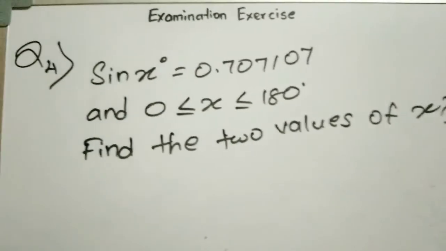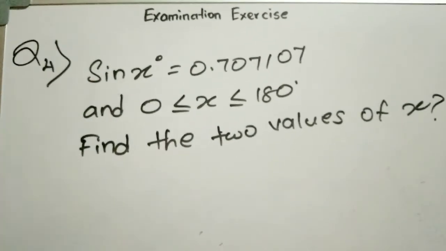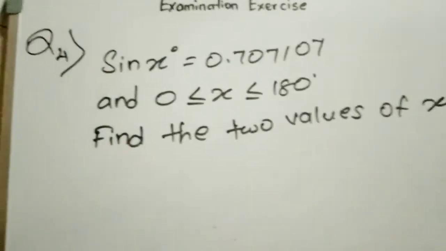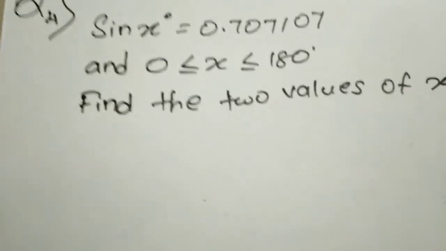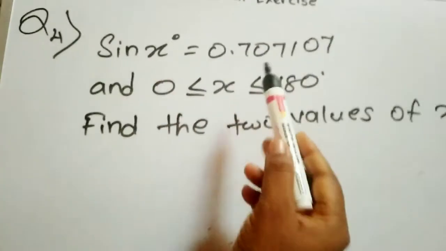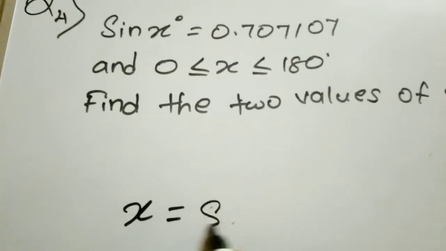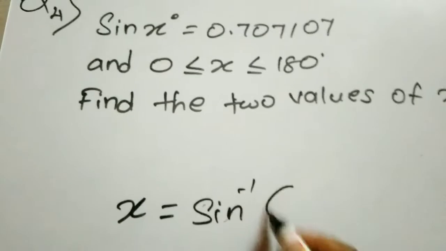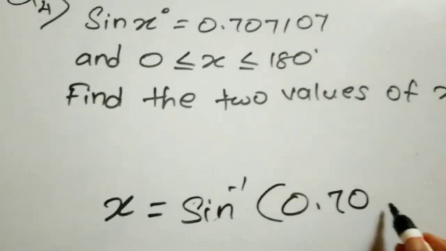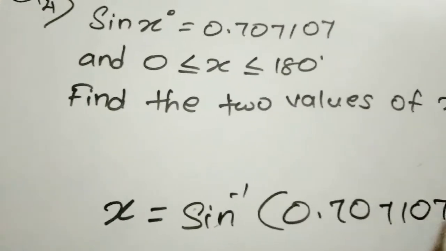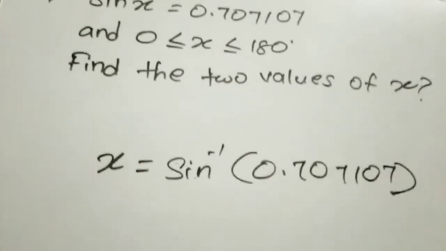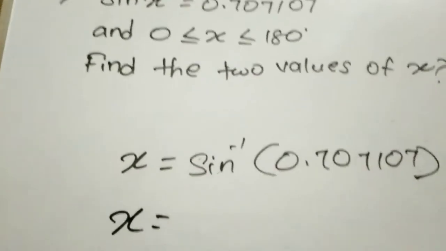Question 4. Sin x equals 0.707107, when x is in the range of 0 to 180. Find the two values of x. How can we find it? Directly we can find the value of x by inverse. Sin inverse 0.707107. Directly we can tell the value for x.